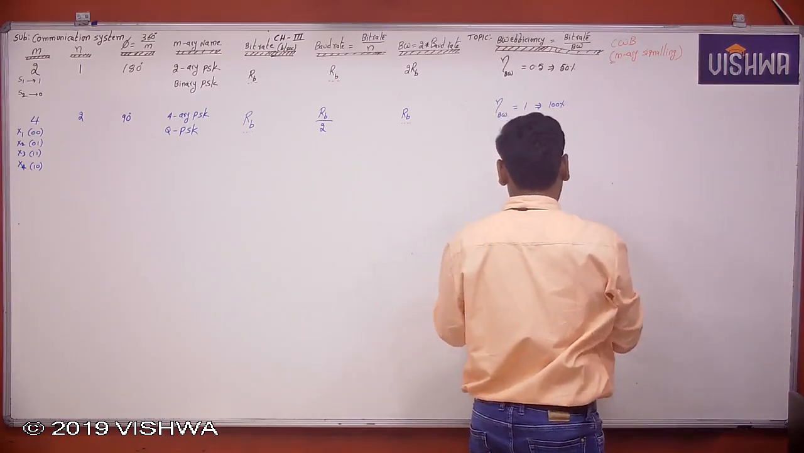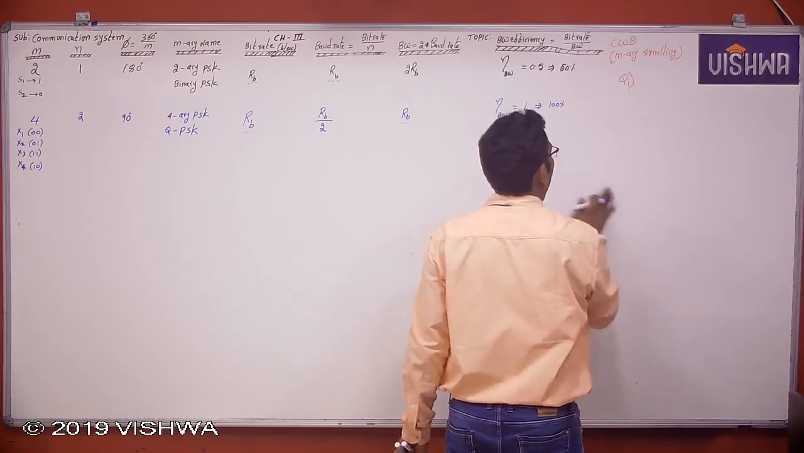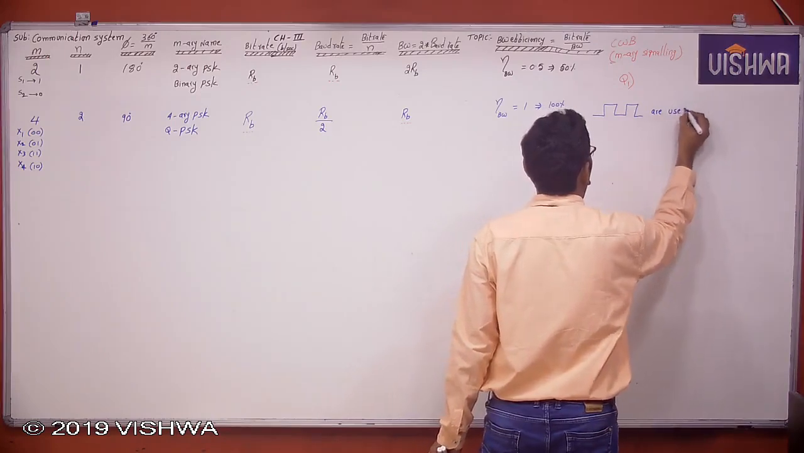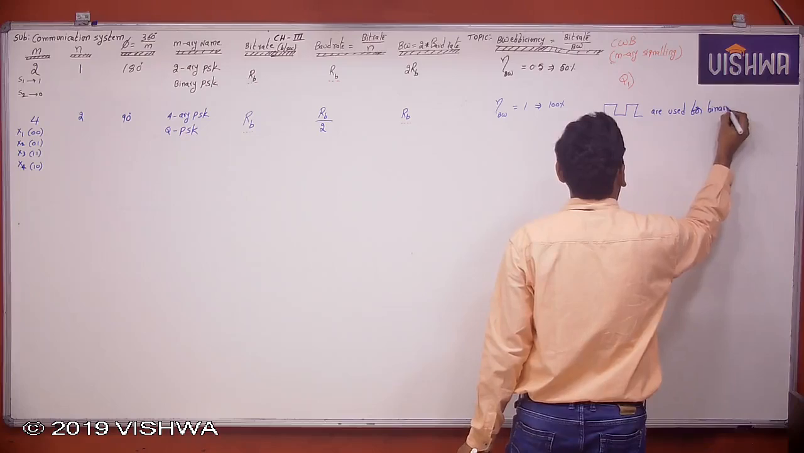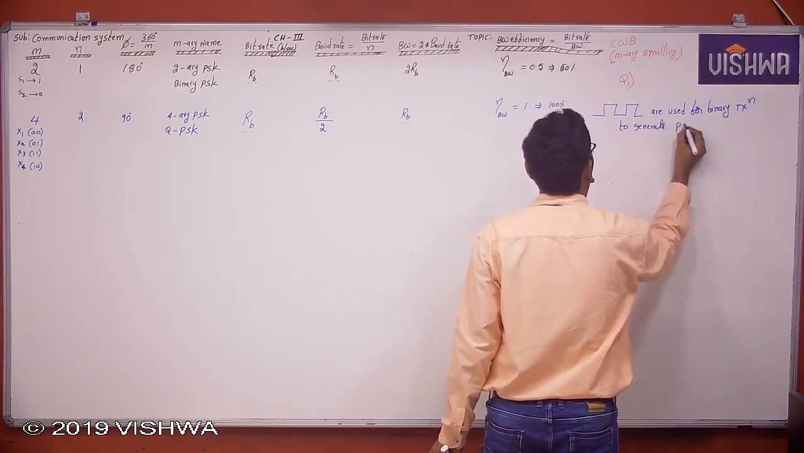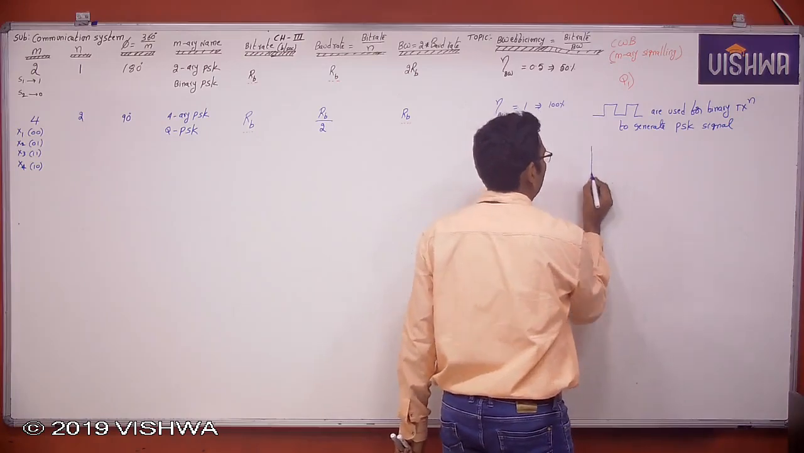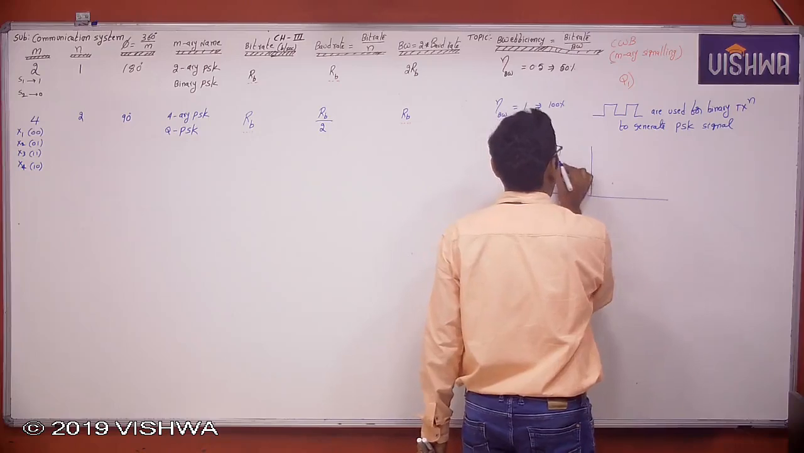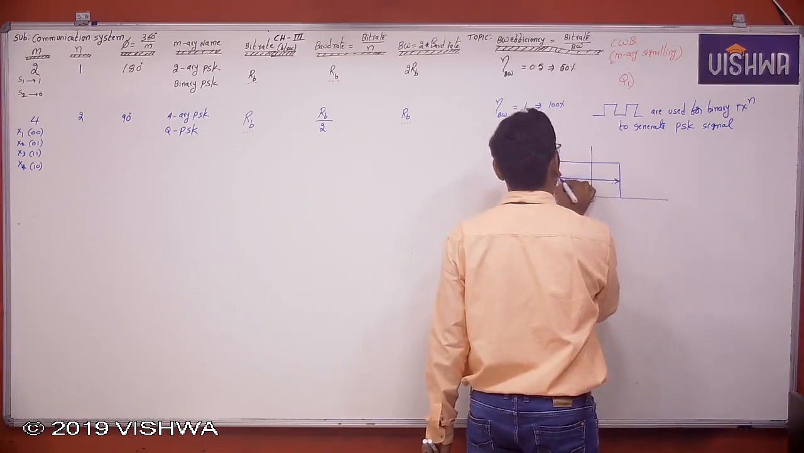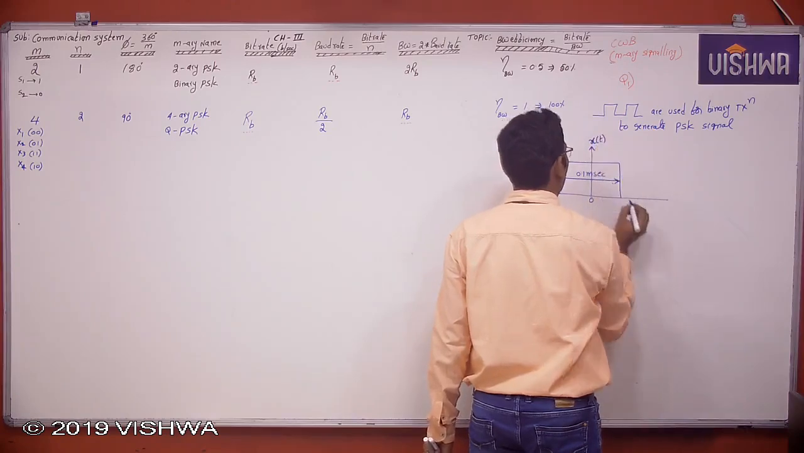What is question number 1? Question number 1 is: rectangular pulses are used for binary transmission to generate a PSK signal, whose pulse width is given as 0.1 millisecond.